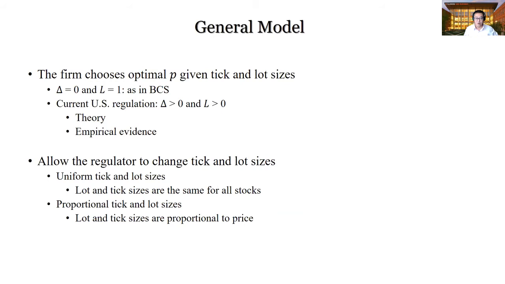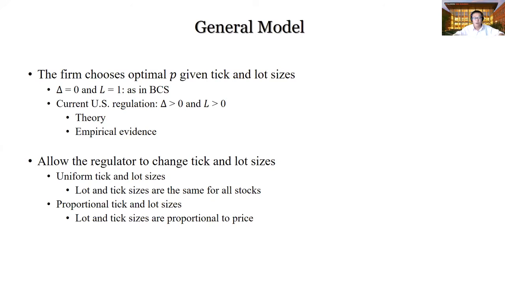So what we are doing is studying a more general model. First, let's think about it: a firm can choose P, given tick and lot sizes. I will give you a motivating example, which has the same lot size and the same tick size as in BCS, which is continuous price and a lot size equal to 1. Later we'll talk about current US regulation, which is discrete price and discrete lot. I will first show you theory, and later I will show you empirical evidence.